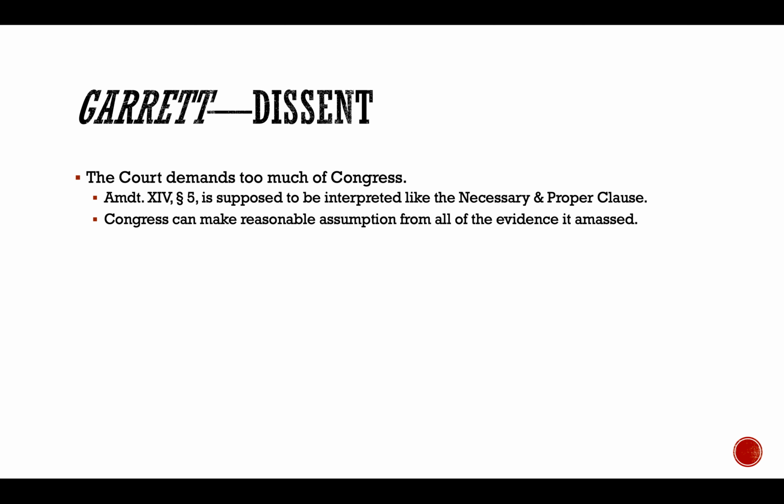Congress should be able to make reasonable assumptions from all of the evidence it amassed. So Congress amassed this widespread evidence of disability discrimination, as Justice Breyer says in the middle of page 994: there is no particular reason to believe that they, that is the states, are immune from the stereotypic assumptions and pattern of purposeful unequal treatment that Congress has found prevalent.